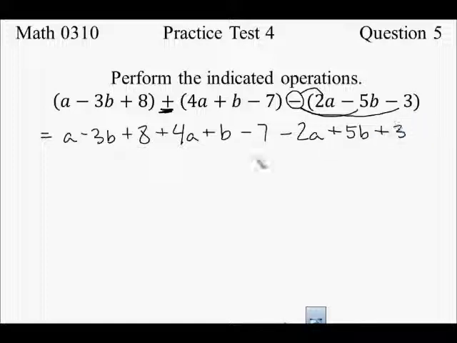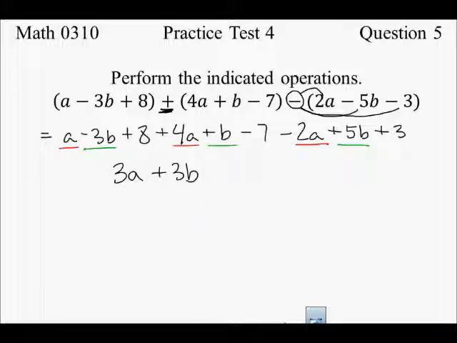Okay, so now we look at our like terms here. Starting with a, we want to combine this with any a terms we have. We have an a term here, we have an a term there. So we have a plus 4a would give us 5a, minus 2a would give us 3a. Alright, and then the next term we have is a b term. So we have a negative 3b plus b plus 5b. So negative 3b plus b, or plus 1b, would give us a negative 2b. Negative 2b plus this 5b here would give us a positive 3b.